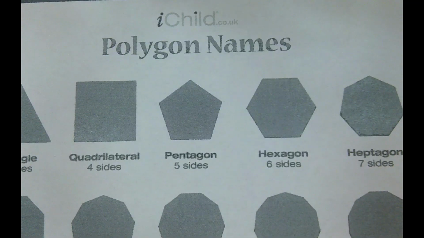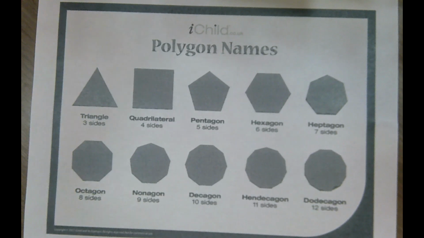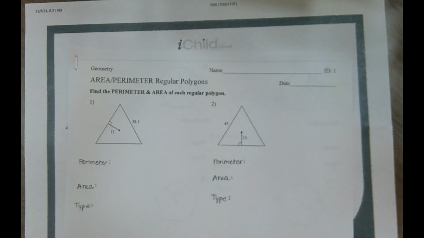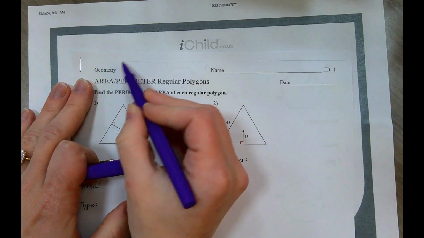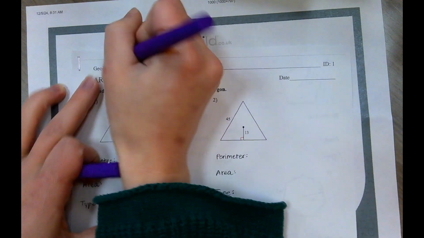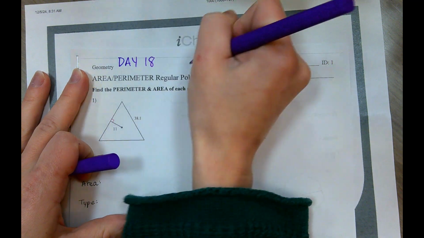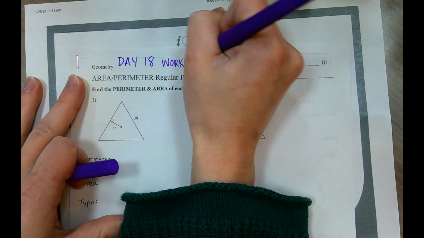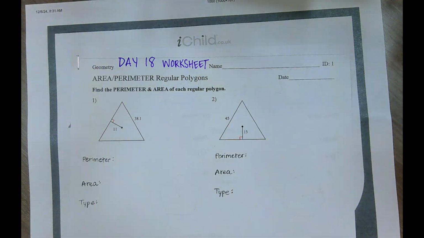And I just gave each of you 2 different handouts. One of them looks like this, polygon names. And the other one looks like this. It's a packet that says area/perimeter regular polygons. I'm gonna go ahead and write on this worksheet. This is our day 18 worksheet. So if you'd like to keep things labeled, I would write that as well if I were you.